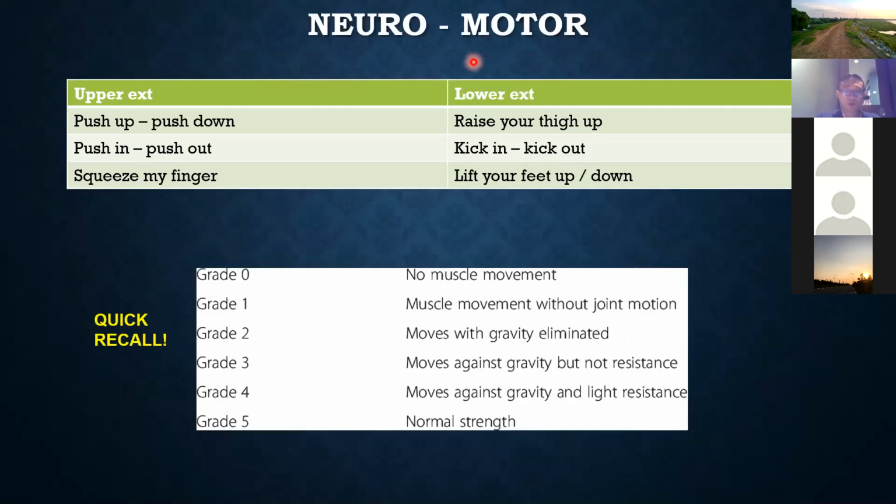For the motor, we check the muscle strength of the patient. After we finish the motor examination, we have to grade the muscle strength of the patient, whether the patient has grade 0, grade 1, or grade 5 muscle strength. That's the table for you guys to review.